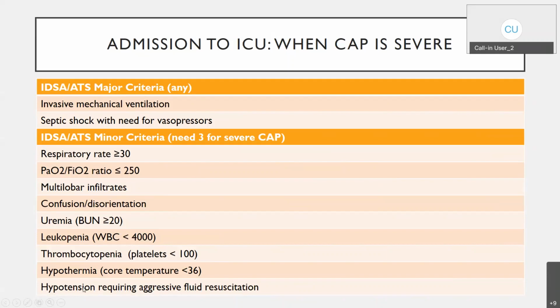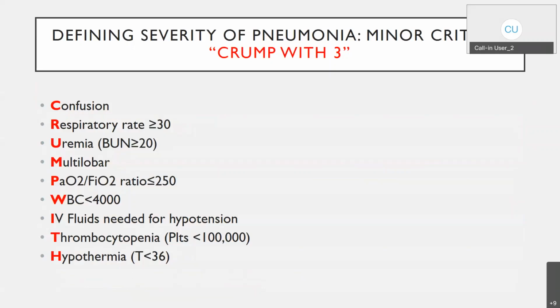And unfortunately, I could not find this scale in any of the medical calculators. So hopefully this little mnemonic will help you in remembering what the criteria for severity of pneumonia are. So if patients have 3, they may CRUMP. So CRUMP with 3, C for confusion, R for respiratory rate, U for uremia, M multilobar, P is a PaO2 to FiO2 ratio less than 250, white blood cell count less than 4,000, IV fluids needed for hypotension, thrombocytopenia less than 100, or hypothermia less than 36.